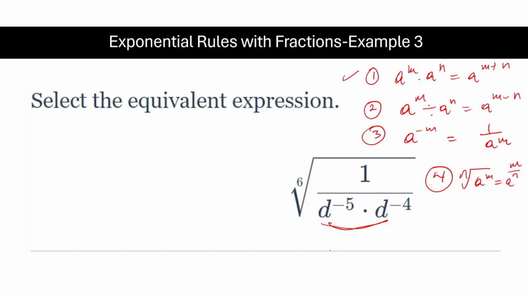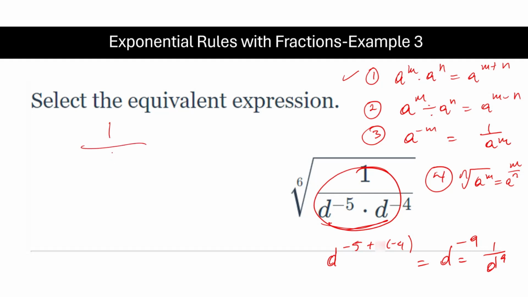To work the bottom, I'm going to use the first rule. Using the first rule, this gives me d to negative 5, and I'm adding negative 4. So this works out to be d to negative 9, which is simply 1 over d to 9. So if I put back everything right here, this is going to be 1 over d to 9 inside there. Keep, change, flip. This here gives me d to 9.